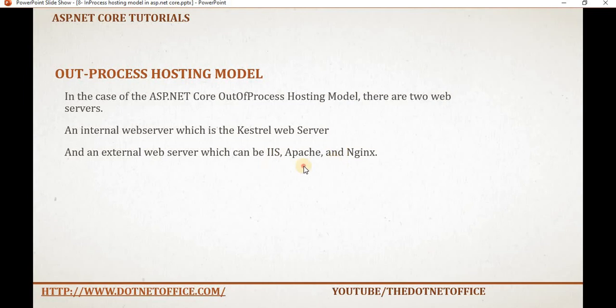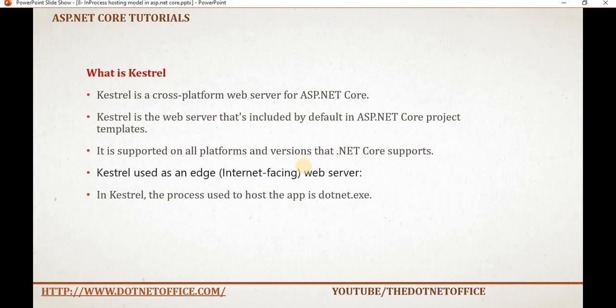So let's see what the Kestrel web server is. Kestrel is a cross-platform web server for ASP.NET Core, and it is the web server included by default in the ASP.NET Core project template. It is supported on all the platforms and versions that .NET Core supports. Kestrel is used as an edge web server, and the process used to host the app in Kestrel is dotnet.exe. So when we host an application in Kestrel, it is hosted with dotnet.exe.